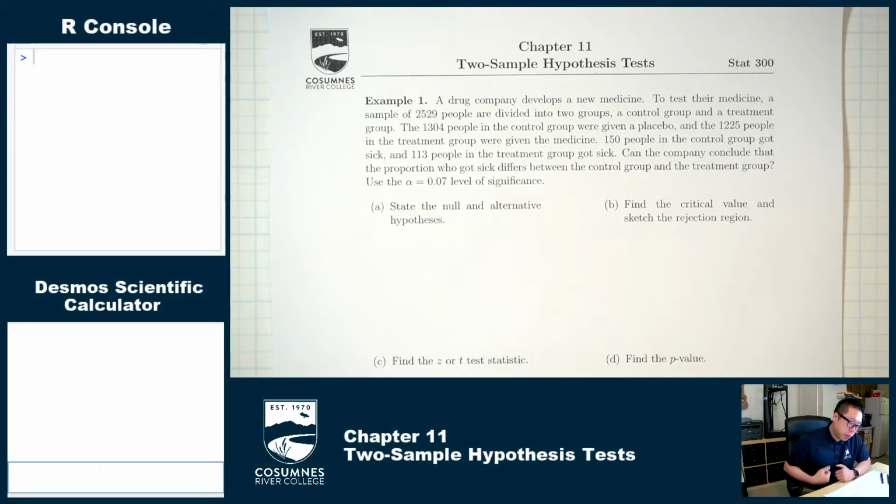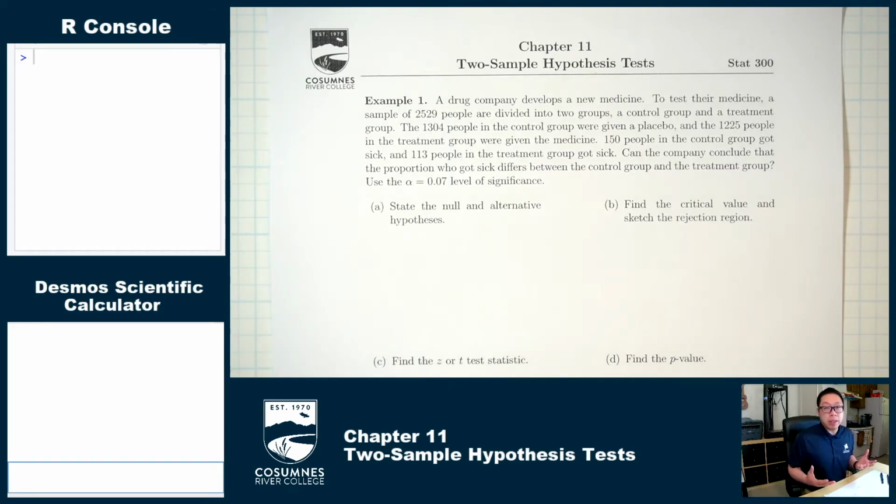Example 1. A drug company develops a new medicine. To test out their medicine, a sample of 2,529 people are divided into two groups, a control group and a treatment group. The 1,304 people in the control group were given a placebo, that's a fake medicine, and the 1,225 people in the treatment group were given the actual medicine. 150 people in the control group got sick, and 113 people in the treatment group got sick. Can a company conclude that the proportion who got sick differs between the control group and the treatment group? Use the alpha equals 0.07 level of significance.